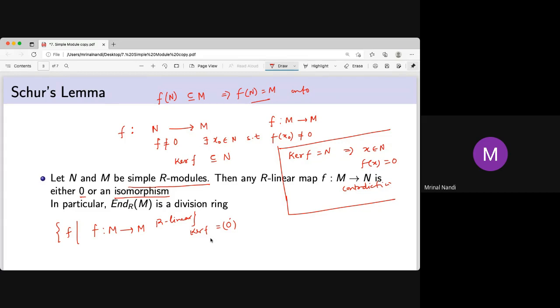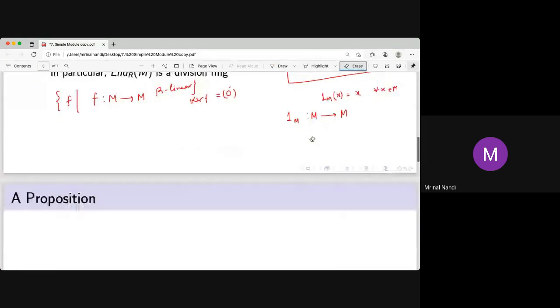It may not be commutative, but 1 is there, because the 1 means the identity map from M to M. So in the ring, 1 is there. Every element other than 0 has an inverse because all nonzero elements are isomorphisms. That means it's a division ring. Commutativity may not be there. It's a division ring. So this is a very interesting and important theorem for simple modules.